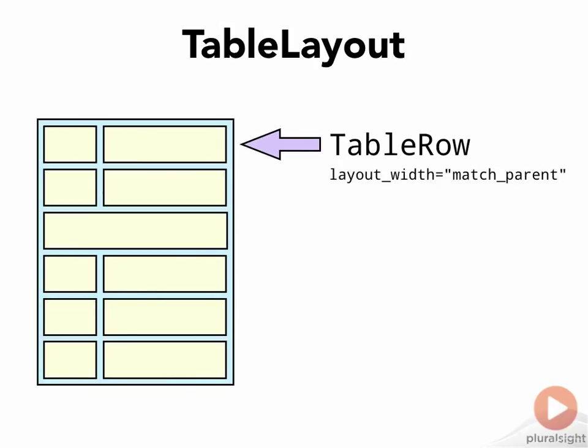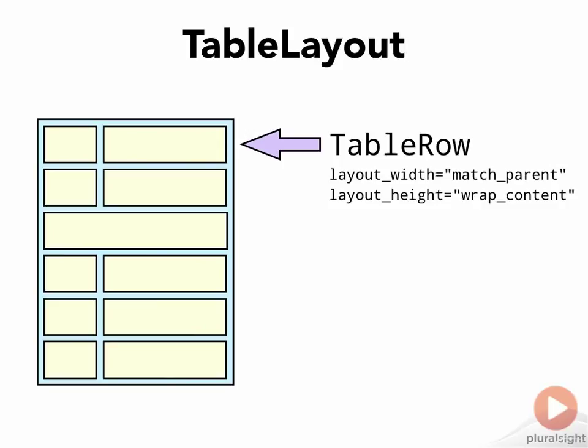Height can be specified, but it does not need to be. The default value is wrap content. If the child is a table row, the height is always wrap content. In fact, you can skip the attributes layout width and layout height when using a table row.